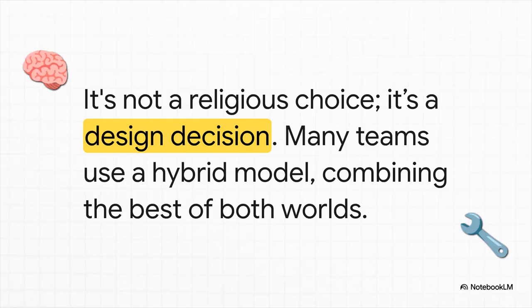And here's the final dose of reality. This isn't some kind of religious war. It's about picking the right tool for the job. In fact, most of the smartest data teams out there actually use a hybrid approach. Think of it like a chef's kitchen. They use ELT to get all the raw ingredients delivered to their pantry super fast. Then, once everything's inside, they run smaller, more controlled ETL-like processes to prepare specific dishes, or in our case, perfectly clean data sets for different parts of the business.